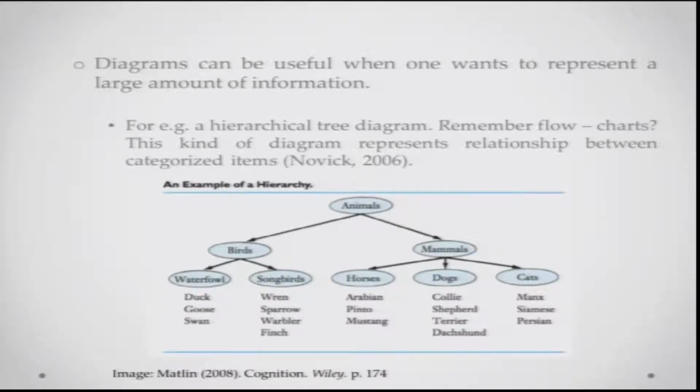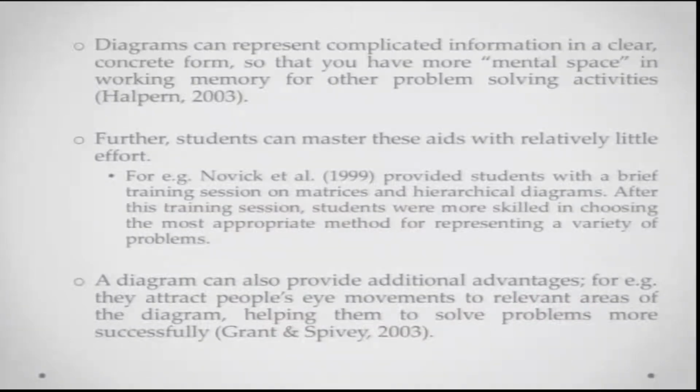Another interesting thing about diagrams is that they can be useful when somebody wants to represent a large amount of information in just one go. I was giving the example of matrices. Here I borrowed a figure from Matlin's book on cognition. This is a representation of different categories of items. You will see animals, and then there are birds, and there are two kinds of birds, water birds and songbirds, and then there are mammals, horses and dogs and cats. All of those things are organized in a particular way. So with this diagram, you can already understand the hierarchy that exists in this set of objects. Diagrams are a very efficient way of representing large information that can be understood and used to solve particular kinds of problems.